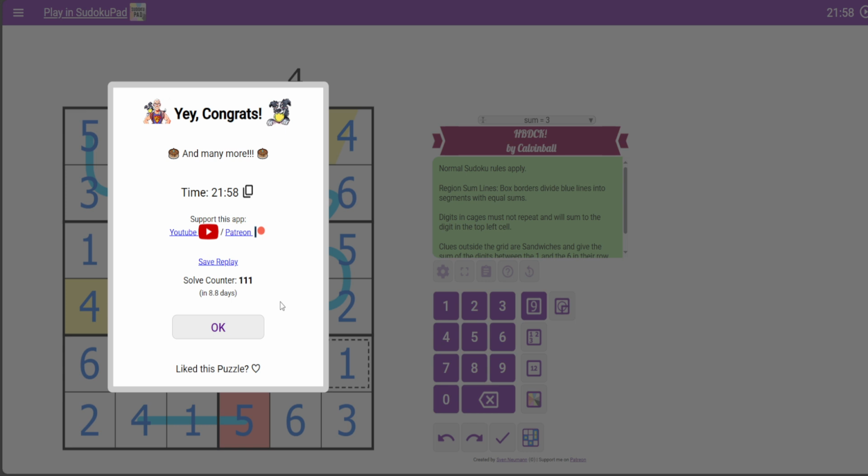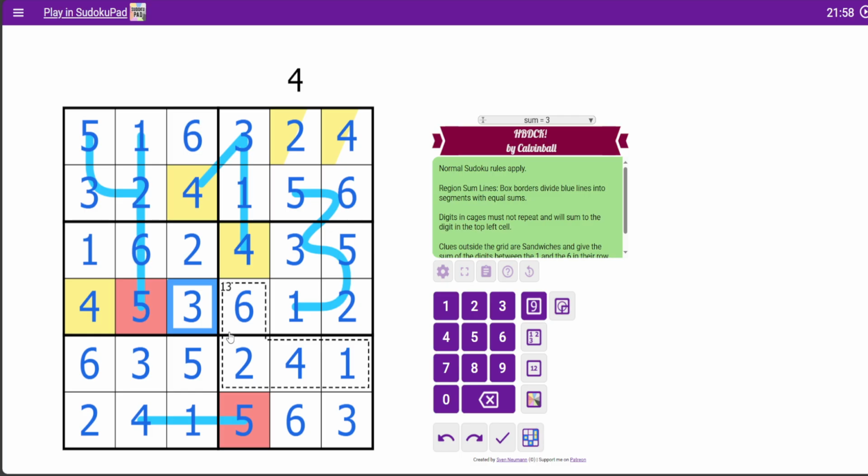21 minutes. Okay, make it 22. Anyway, that was quite a fun solve. I like the challenge of thinking about the region sum lines, and then this sandwich 4 here, which solved the puzzle in the end. We couldn't have done it by Sudoku or something like that. Okay, we needed the sandwich clue up there for the 1, 4, 6, and then we managed to quickly solve it.